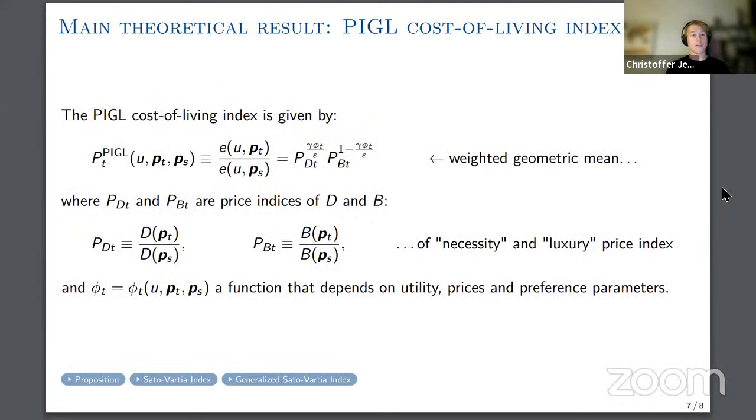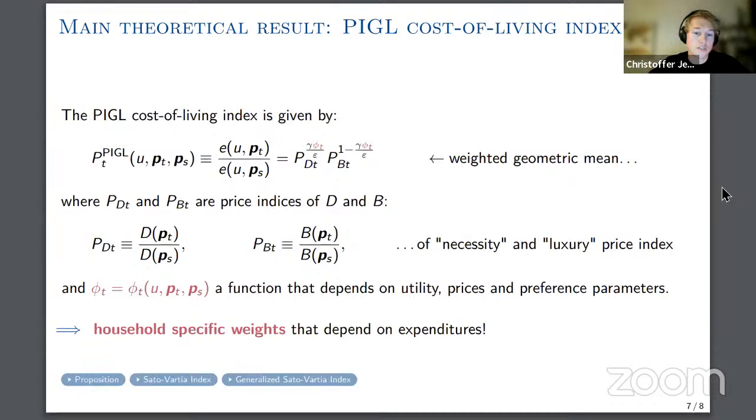Now, with these PIGL preferences, we are able to arrive at our main theoretical contribution, which is the PIGL cost of living index. We show that this index is a weighted geometric mean over prices on necessities and luxuries, respectively. And this is a form that is similar to that of conventional measures. The difference, however, is that the weights here depend on utility prices and preference parameters. And in particular, this phi function here is a household-specific weight that depends on expenditures. That also implies that the PIGL cost of living index is specific to each household. And it also implies that we have inflation rate differences if households have different expenditure levels and if these preference parameters support non-homotheticity.